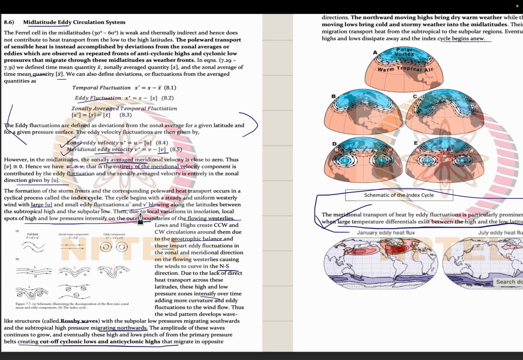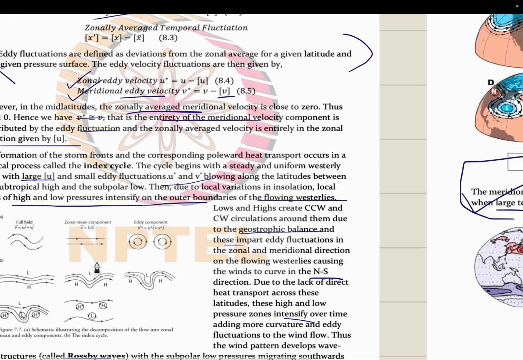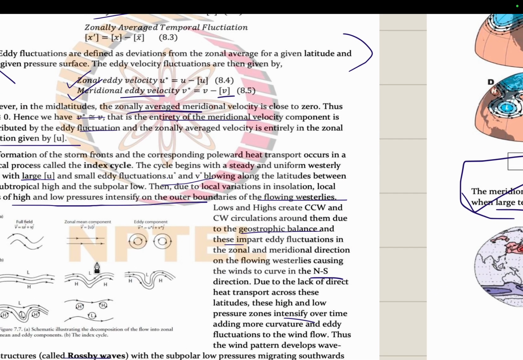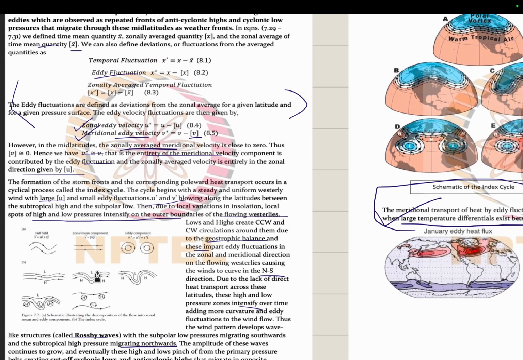This cycle begins with steady and uniform westerly wind with a large zonal velocity, the time mean quantity u bar, and small eddy fluctuations featuring westerlies and easterlies. Then, due to the local variation of insolation, the local spots of high and low pressure intensify on the outer boundaries of the flowing westerlies.